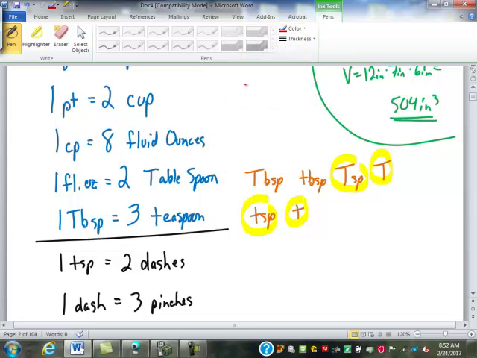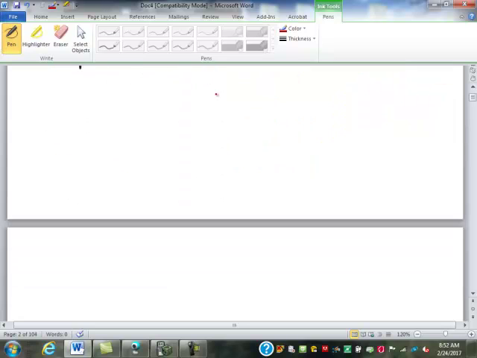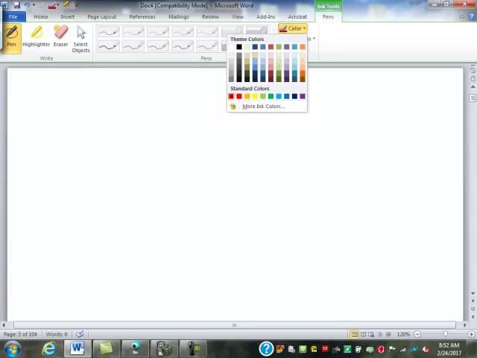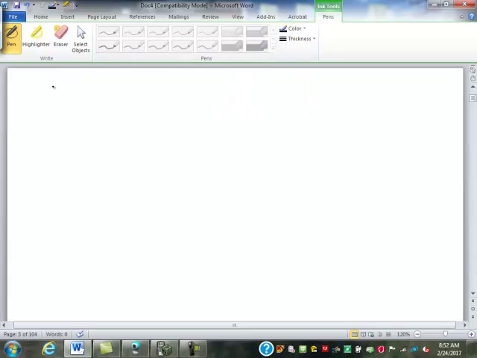So that is our standard units of volume. I want to take a look. We'll come back to metric here in just a little bit. I want to take a look now at weight and mass.